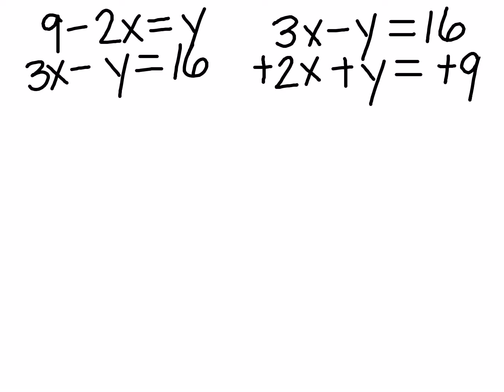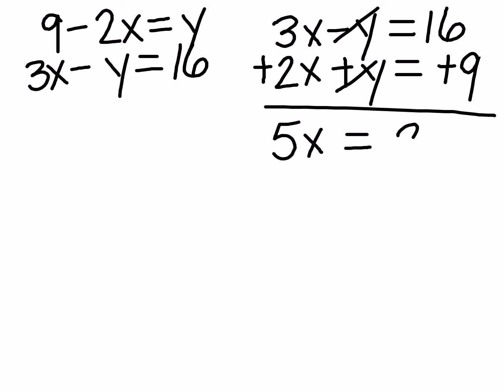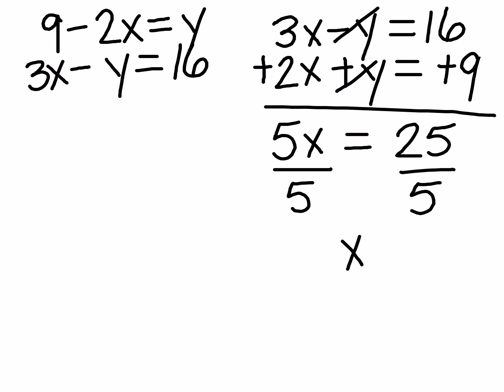Now we can revisit our system and look at our elimination. I can now eliminate the y's because y minus y gives me 0. So I have 5x, y minus y 0, equals 25. Divide both sides by 5. X equals 5.